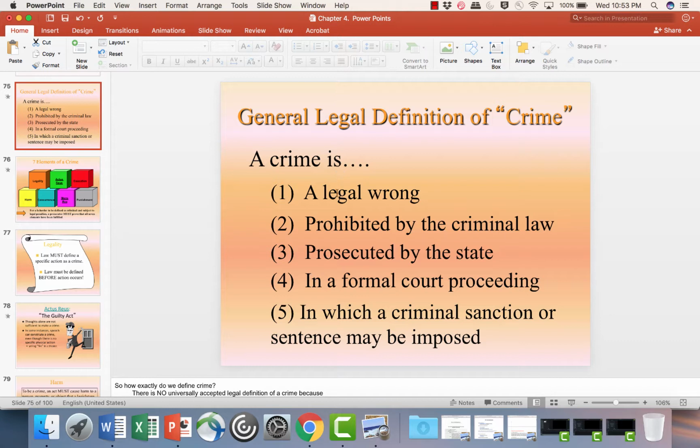So beyond the Bill of Rights, a general legal definition of a crime has to have these five things. It has to be a legal wrong. It has to have previously been prohibited by the criminal law. It has to be prosecuted by the state. That's your prosecutor. It has to be in a formal setting, so a court setting, and then a criminal sanction or sentence may be imposed. That last part is critical. It could be a legal wrong, it could be prosecuted, it could be prohibited, but is there a sanction? When you go to court, has it already been established what the sanction for that crime is?